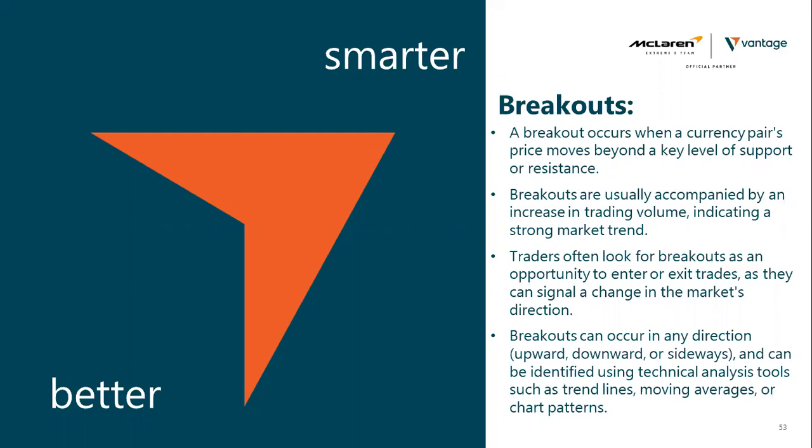So 4, breakouts can occur in any direction. It can be upwards, it can be downwards, it can be sideways, and it can be identified using technical analysis tools such as trend lines, moving averages, or chart patterns. Yes, so chart patterns happen when we talk about market structure, right? When you come into the chart, you mark up your support, resistance levels, right? You begin to see the trend of the market moving in a particular direction.